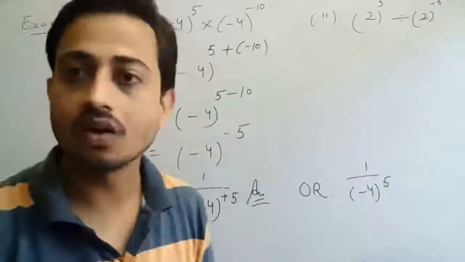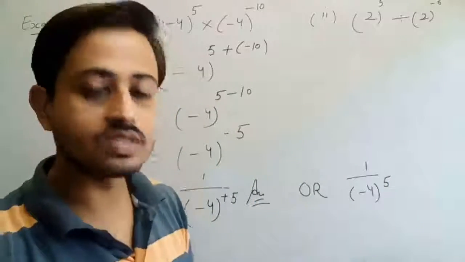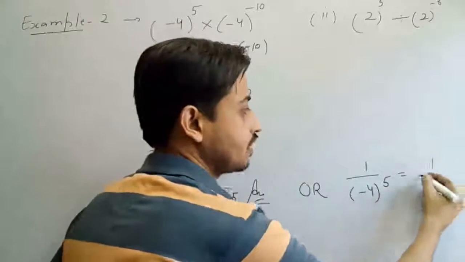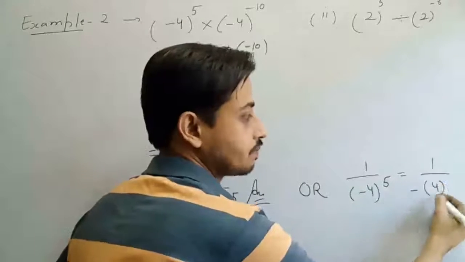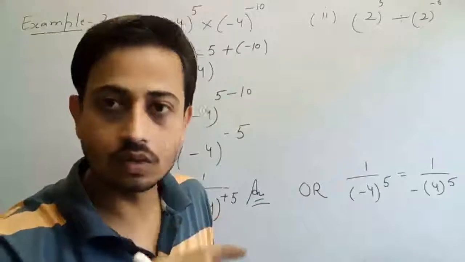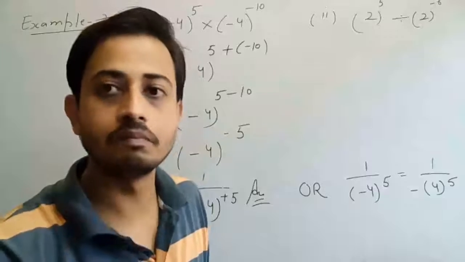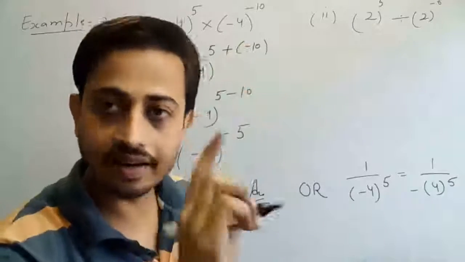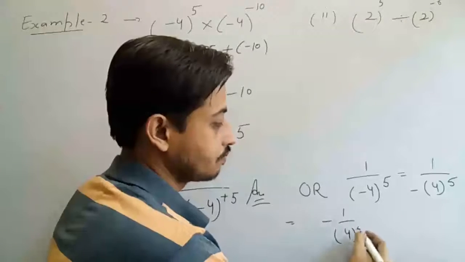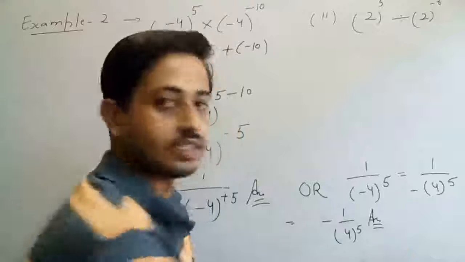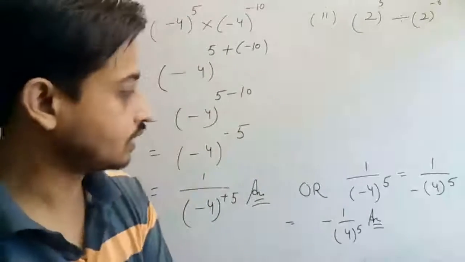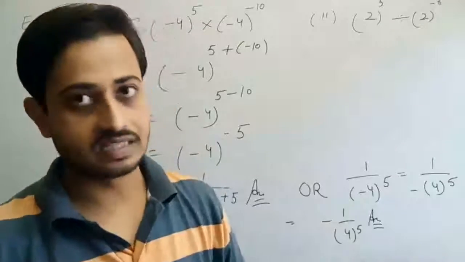In this, the power is odd, so you have to put a negative sign before the term. So we get 1 divided by negative 4 raised to the power 5, and a negative sign is never written in the denominator. It is always written between the numerator and the denominator. So the answer is negative 1 by 4 raised to the power 5. You can write this form also, according to your book answer, so you can match.